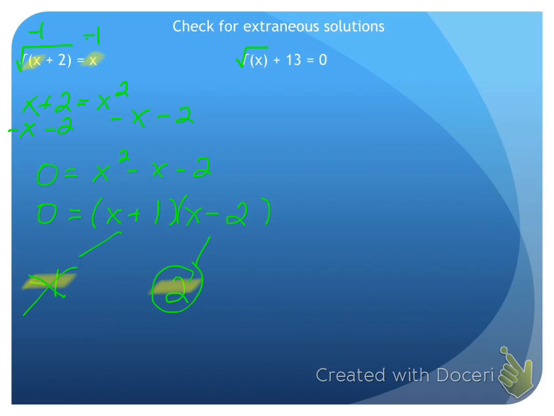Over here I have the square root of x plus 13, so I'm going to subtract 13 and get the square root of x is equal to negative 13. Square both sides. x is equal to 169. Double check my answer by plugging it back into my original equation. The square root of 169 is 13. 13 plus 13 is 26. 26 is not equal to 0, so this is an extraneous solution, so that means that I have no solution.